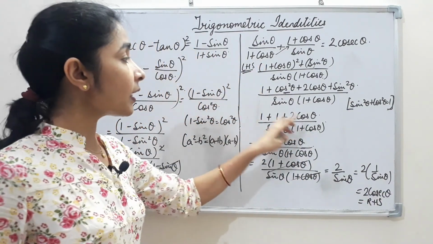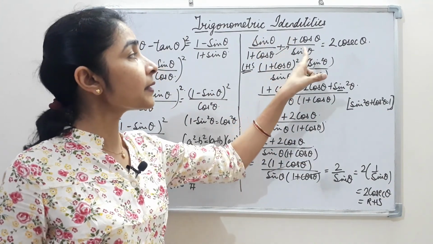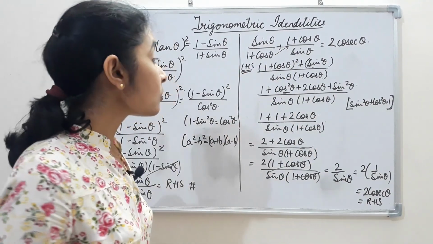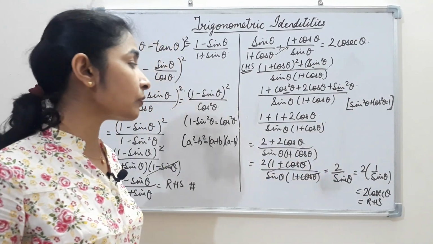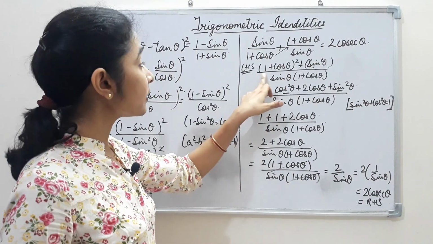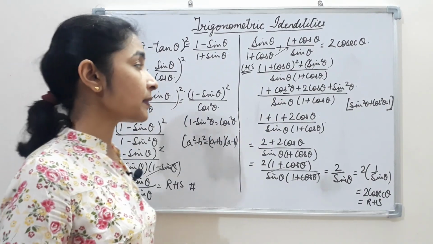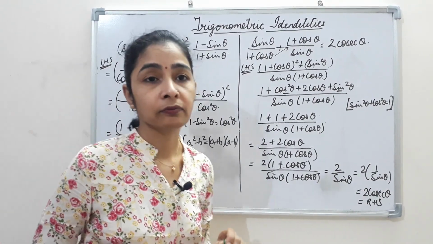So here we have proved that sin theta upon 1 plus cos theta plus 1 plus cos theta upon sin theta, the whole is equal to 2 cosec theta. Only one identity we used here, and that is sin square theta plus cos square theta is equal to 1. And also one algebraic identity we used here, that a plus b whole square is equal to a square plus b square plus 2ab. Now let us take a few more examples.